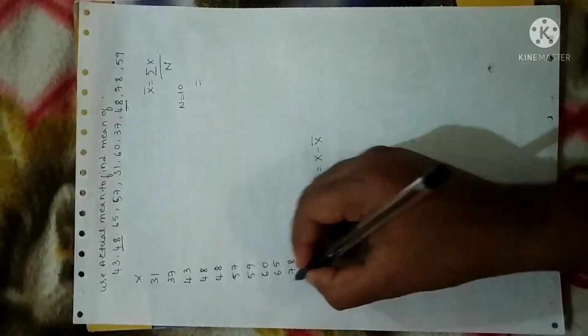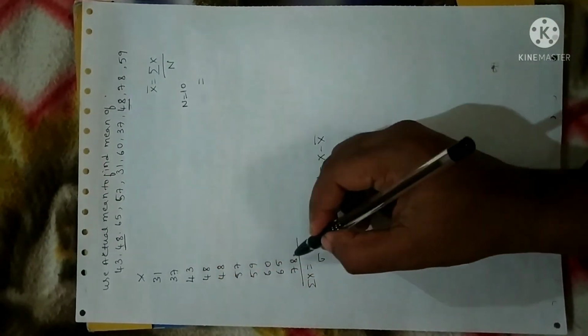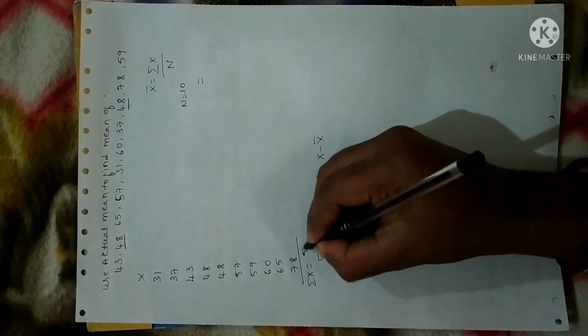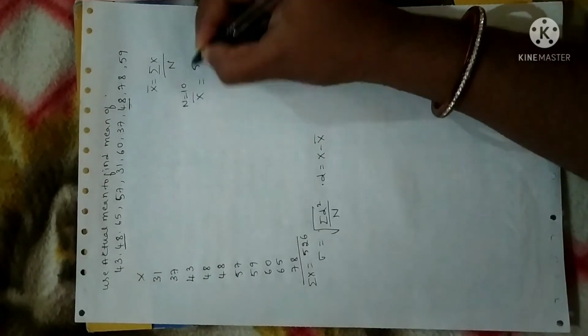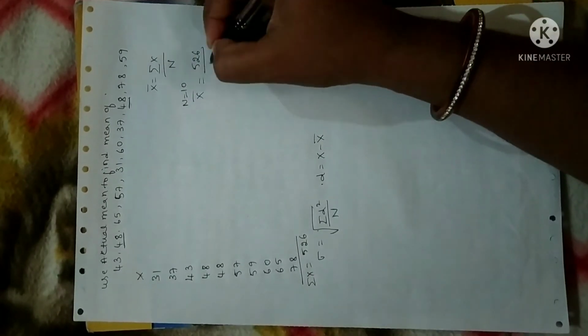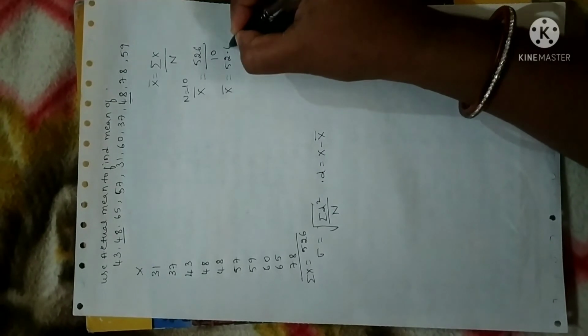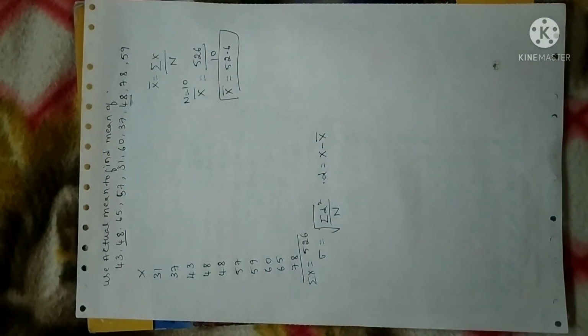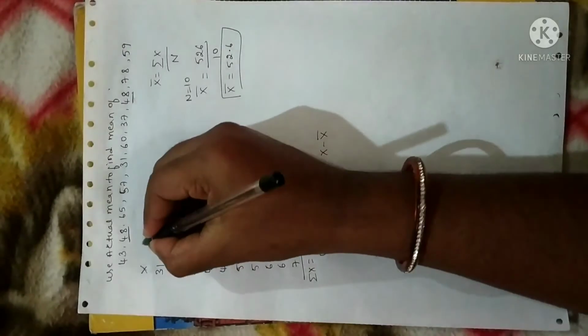Sigma x, in the sense I have to add all these values. So let me add all these values. When you add all these values, you will get 526. Use the calculator and add all these, you will get 526. So x bar will be 526 divided by n, the number of data. So you will get x bar as 52.6. Now we can calculate d value easily. Why? Because in the formula you can note that we have d square. To find d square we need d. So let me calculate d.